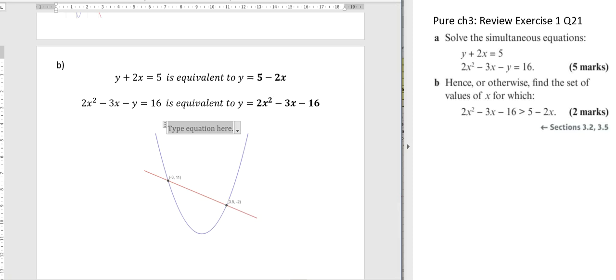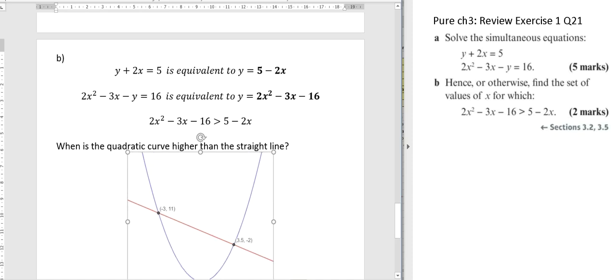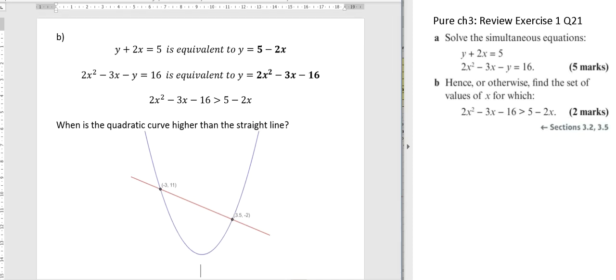And we want to notice that the inequality we're being asked to solve, 2x squared minus 3x minus 16 is greater than 5 minus 2x. This is the same as saying when is the quadratic curve higher than the straight line. So here's our straight line, here's our quadratic curve. And I use the word when. What I really mean is for what values of x, because at different values of x, either the line is higher or the curve is higher, and we just need to figure out for what values of x that is the case.